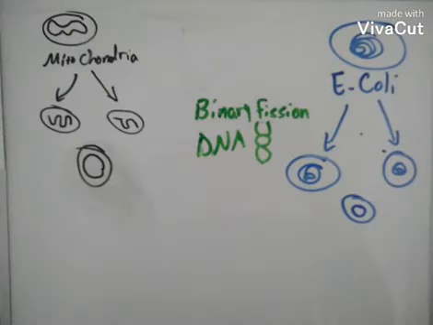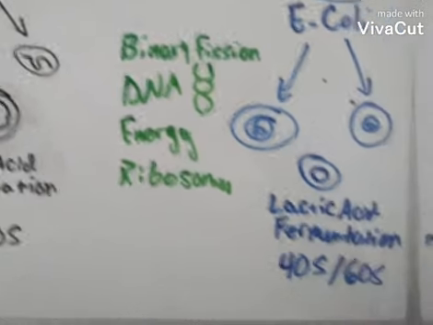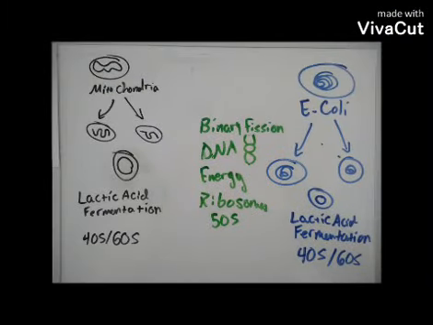Both contain DNA in the form of circular DNA rather than linear, which is what we see in eukaryotes, and both acquire energy by the same methods, such as glycolysis, lactic acid fermentation, or photosynthesis. Both also contain ribosomes that are different from that of eukaryotes, typically shorter and smaller.